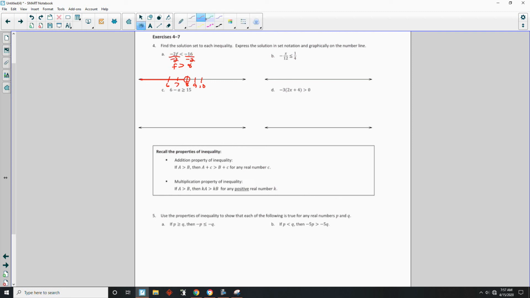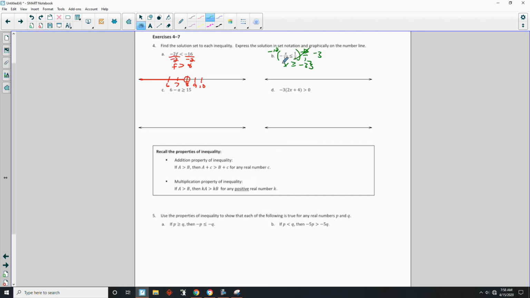Okay, next one. B, -x over 12. So this is a -1/12. So I'm going to multiply this whole thing by -12. These cancel, leaving me with x. Multiplying by a negative flips the inequality. Bringing a -12 over here, think of that as -12 over 1. These cancel, leaving a -3 over 1. So it's x is greater than or equal to -3.